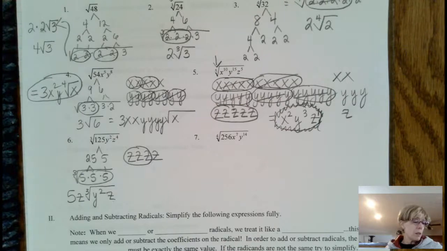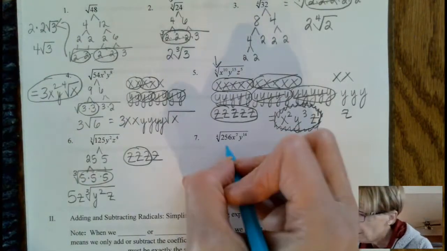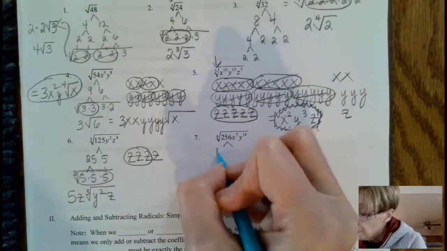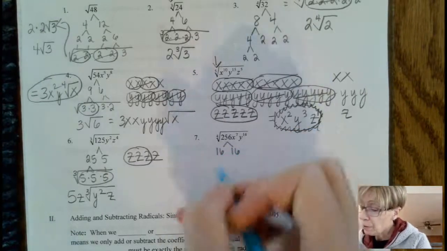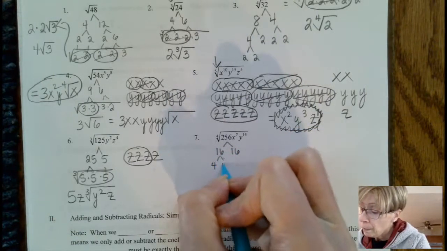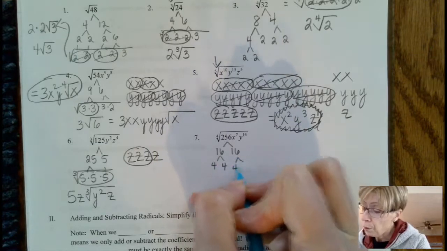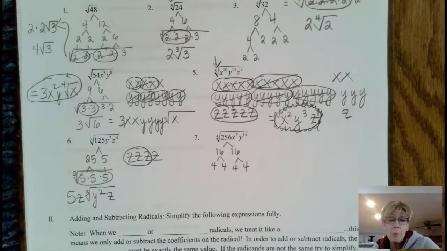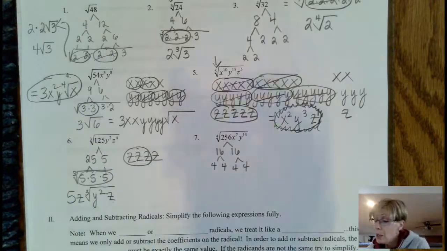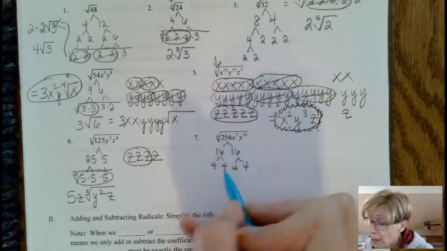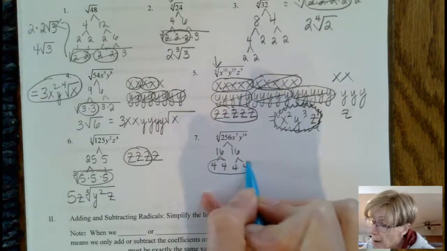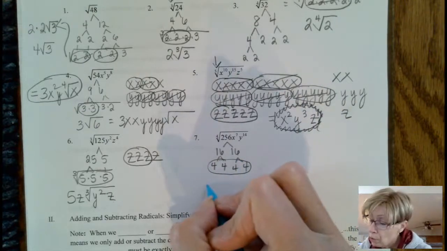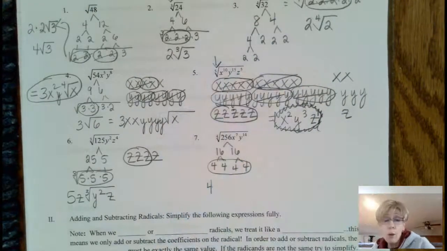So finally, on 256, it's actually 16 times 16, 4, 4, 4, and 4. And I know that 4s could be broken down into 2 times 2 over and over again, but look, what we need are 4 of the same, and we have 4 of the same. So this is going to be 4 for our 256, and then we'll try it again.